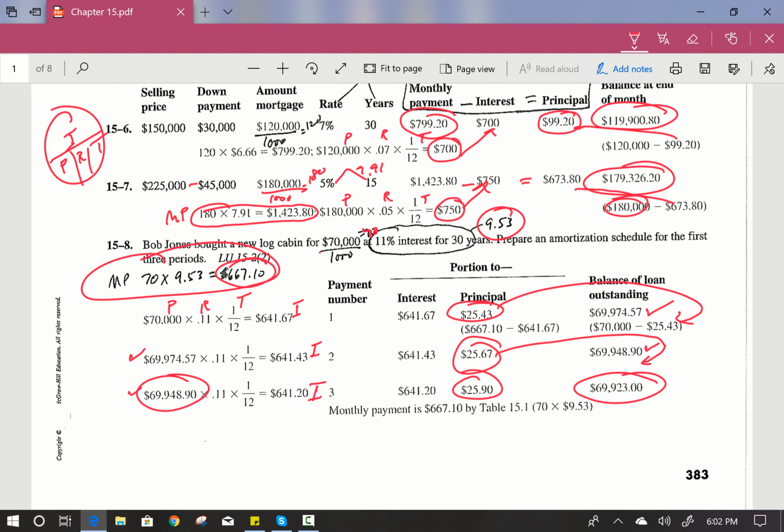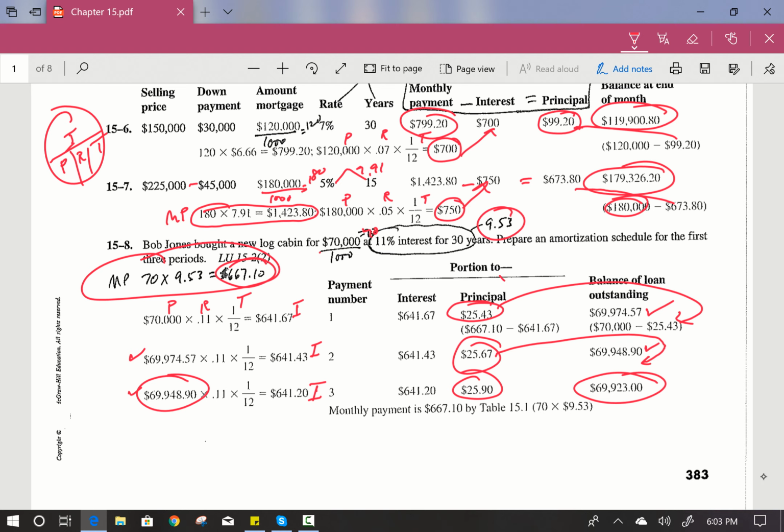What I hope you see from this is that you start out with the largest amount of interest in your first months of your loan. This is a 30-year mortgage, so it is 360 payments. So you start out with the most interest initially of $641.67 for the first month, and then it reduces slightly for the second month to $641.43, and reduces a little bit more to $641.20. So far in the first 3 months, you have about $1,900 to $2,000 of interest that you've already paid on this brand new home.